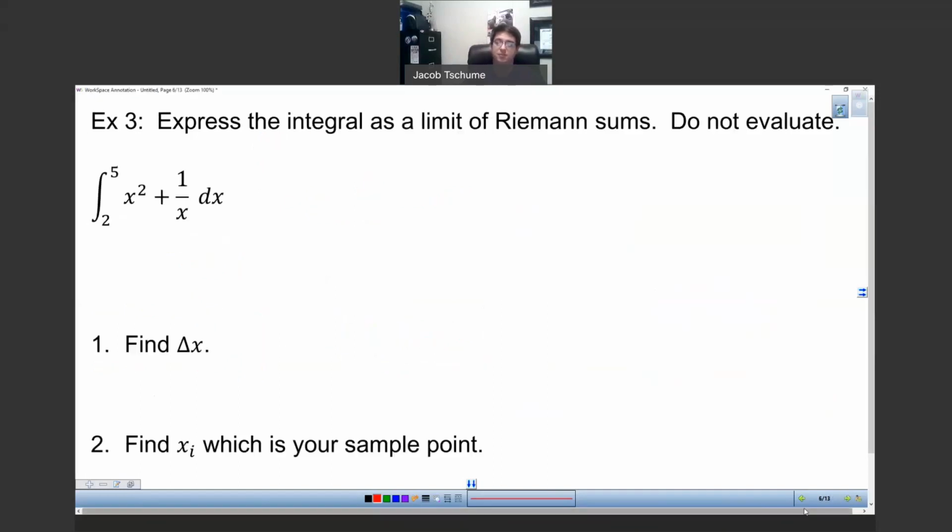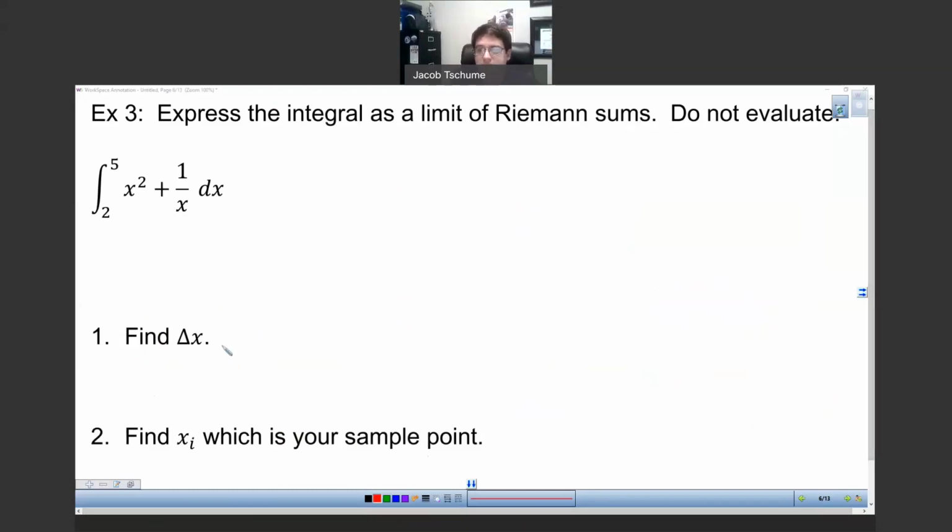So that being said, let's go the other direction now. This is what we did last time, but I want to make sure everybody gets the connection. Instead of me giving you a function and an interval and saying find the Riemann sum, let's make sure that you can go from an integral to a Riemann sum. So if you have the integral from 2 to 5 of x squared plus 1 over x dx, I want you to do 3 things. I want you to find delta x, I want you to find x sub i, and then rewrite your integral. And once again, just like last time, do not evaluate this yet. We're going to start evaluating after this slide.